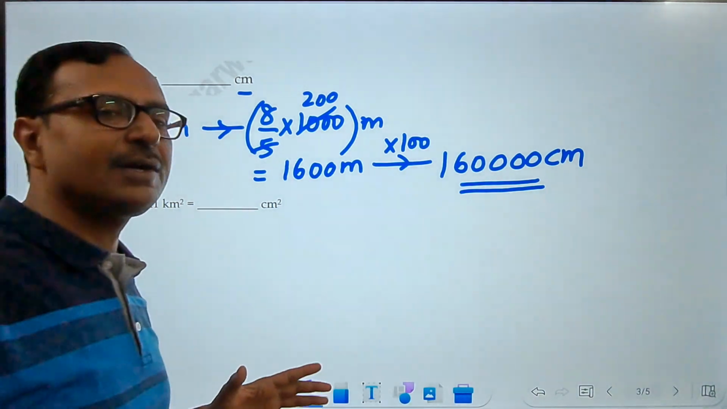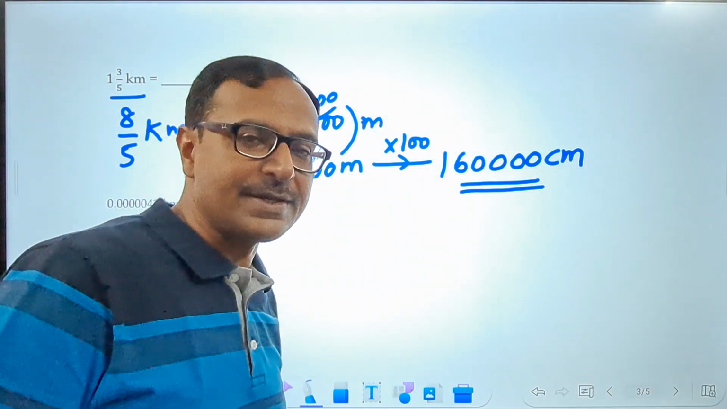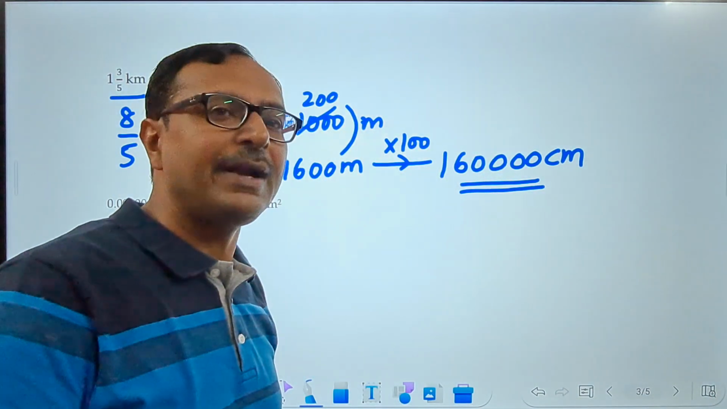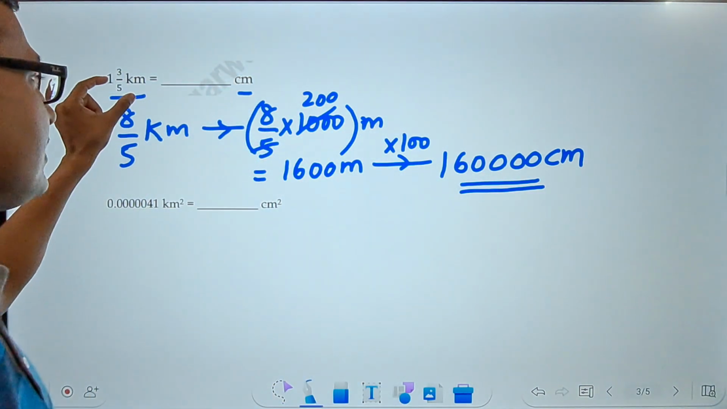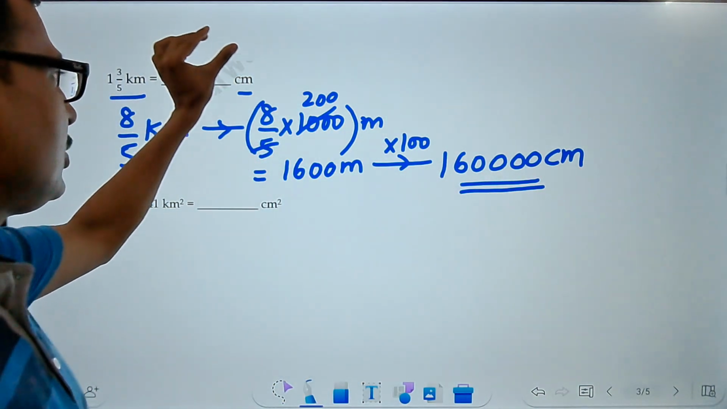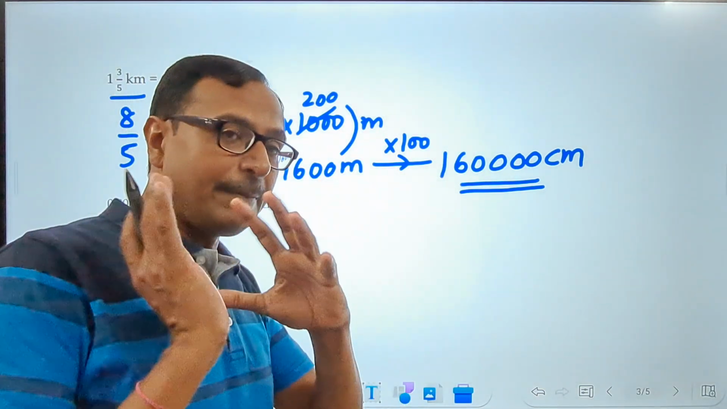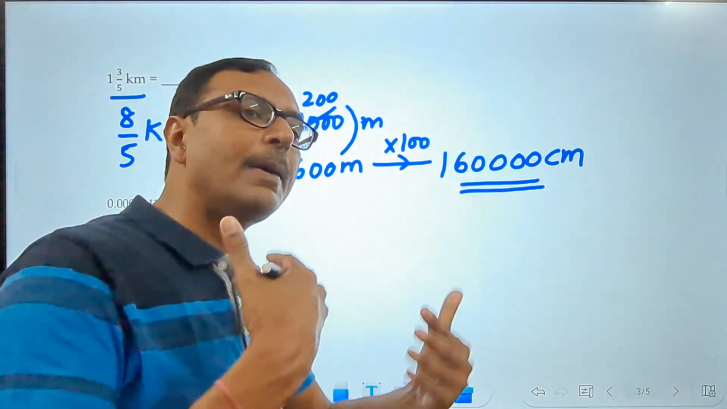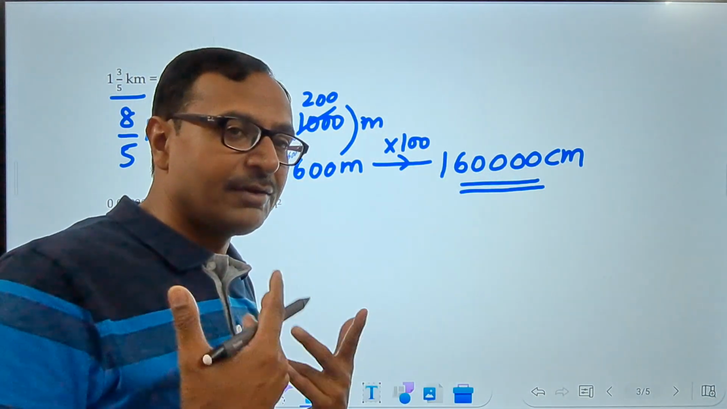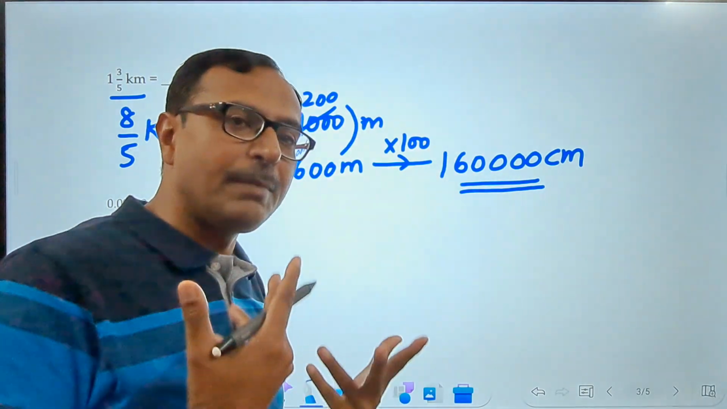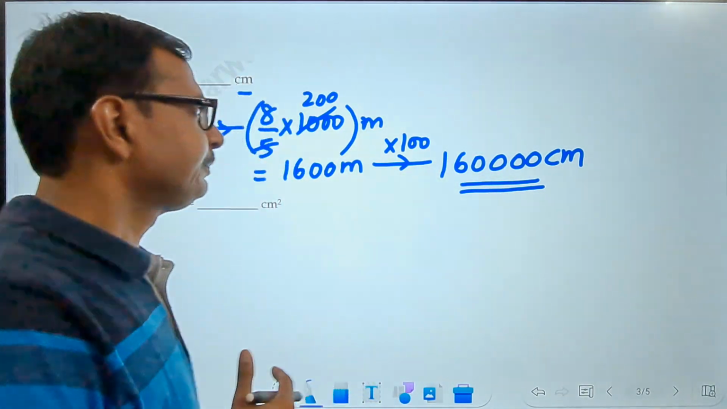This is the first type of conversion which you need to understand. This is the conversion of the unit of length. There was a big unit, kilometers. So we were trying to convert that into centimeters. So when you convert a big unit to a smaller unit, you have to multiply. The factor which you have to use is a multiplying factor.